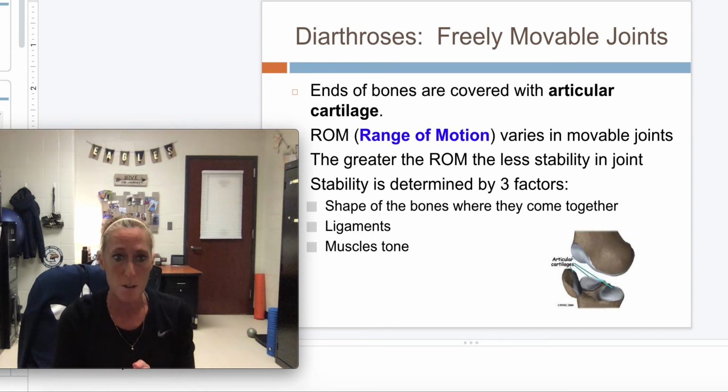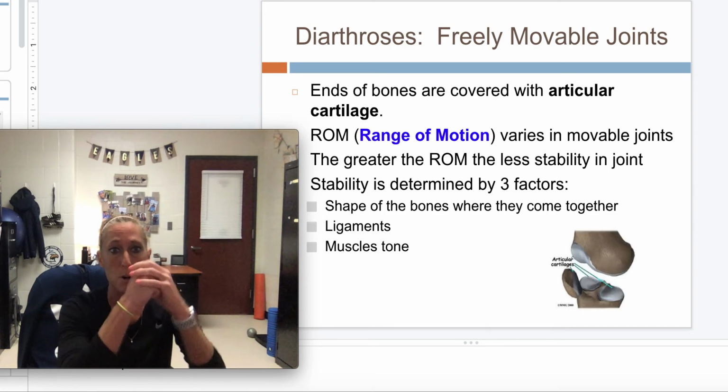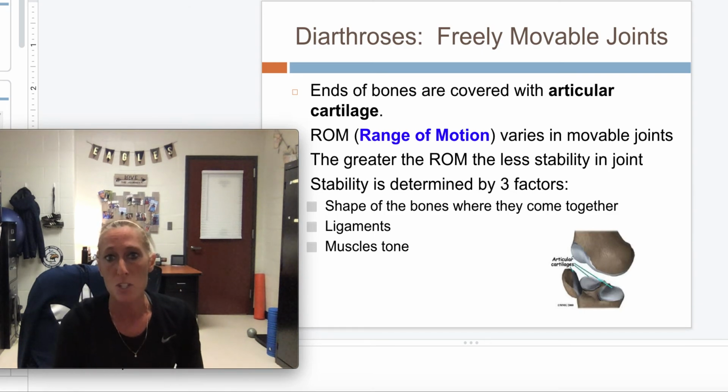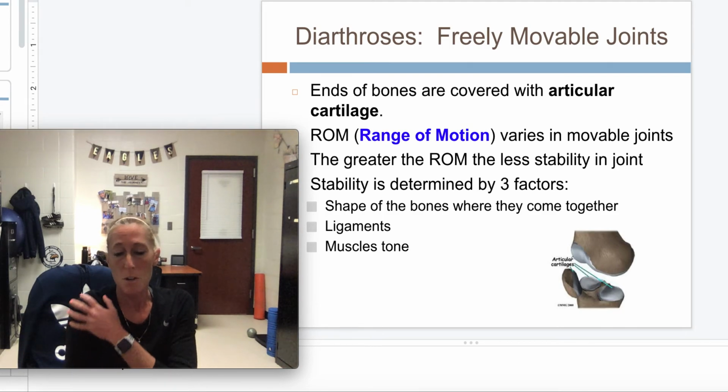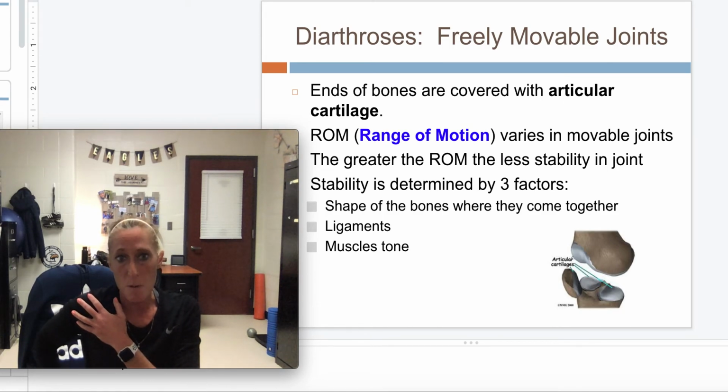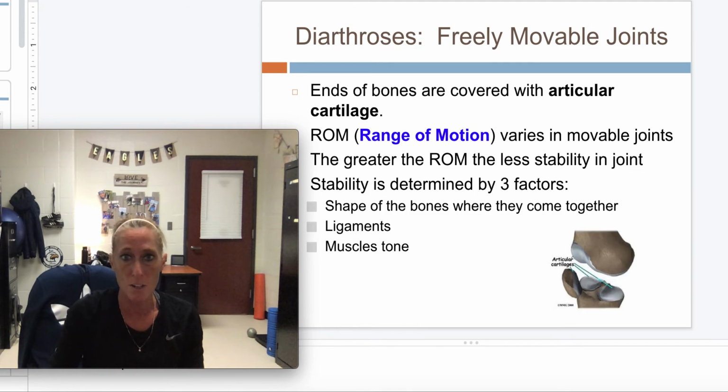Stability is determined by three factors. The shape of the bones and where they come together, so like ball and socket would be the shape of the bone where it comes together. The ligaments that surround that joint, and then muscle tone. So in the shoulder, we have some muscle around this ball and socket joint, but we have a lot more, the glutes, the gluteal muscles around the ball and socket in our hip joint.